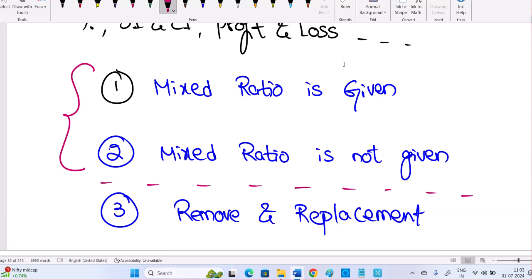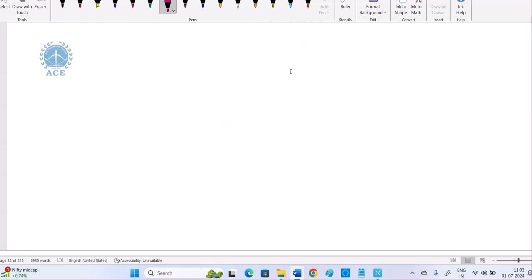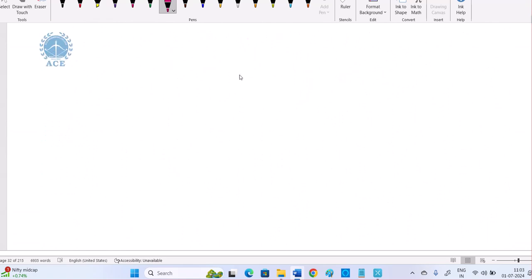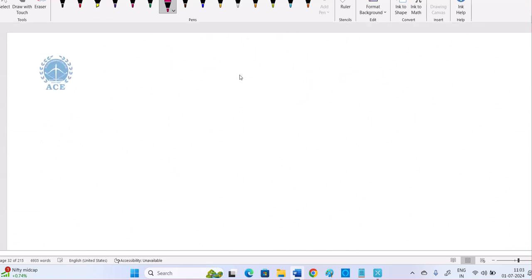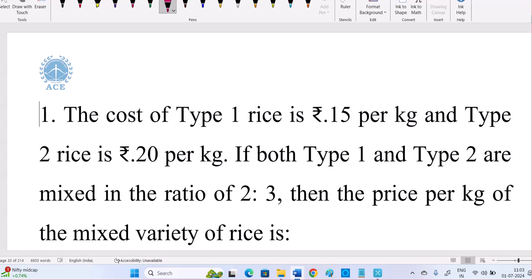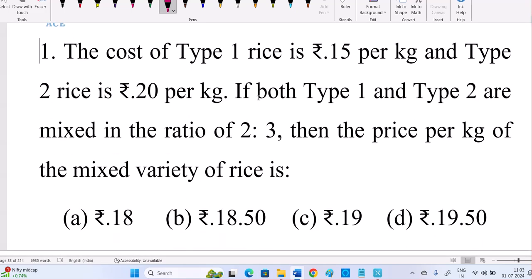Right, so let me take one example to get better clarity. Okay, still there are a lot of questions in your mind. Let me clarify it with one basic question. See this question. I'm going with numericals so that you can understand a bit better.